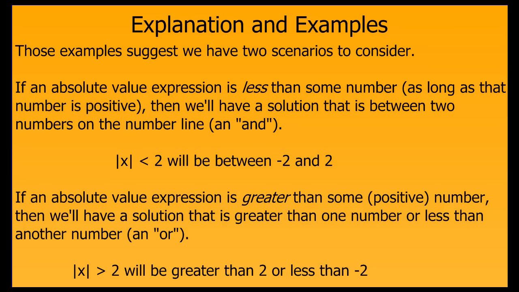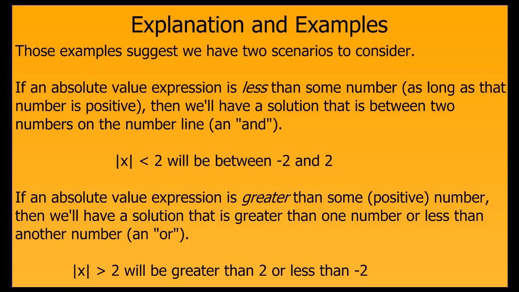Those examples suggest that we have two scenarios to consider. If an absolute value expression is less than some number, as long as that number is positive, then we'll have a solution that is between two numbers on the number line, an AND. For example, the absolute value of x is less than 2 will be between -2 and +2.